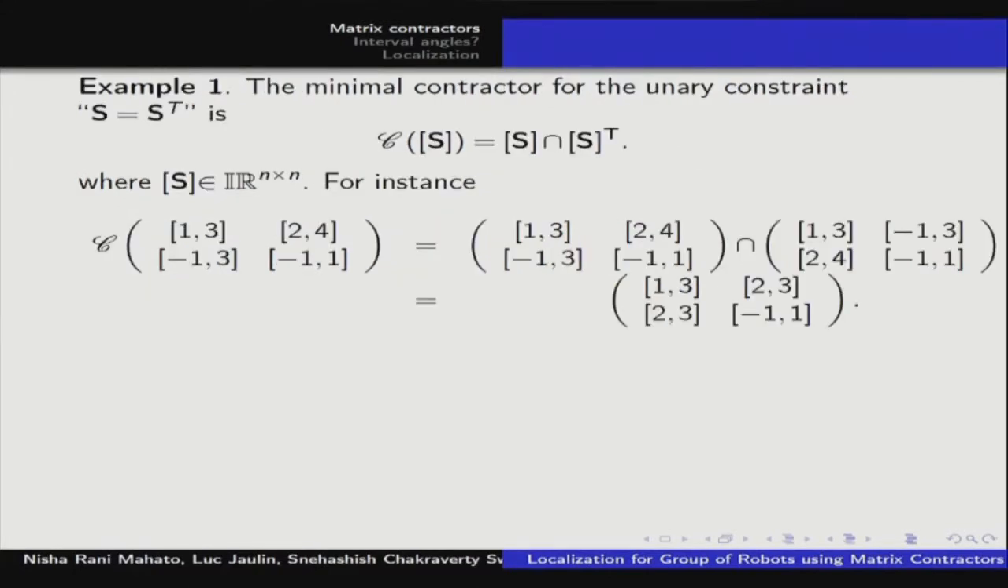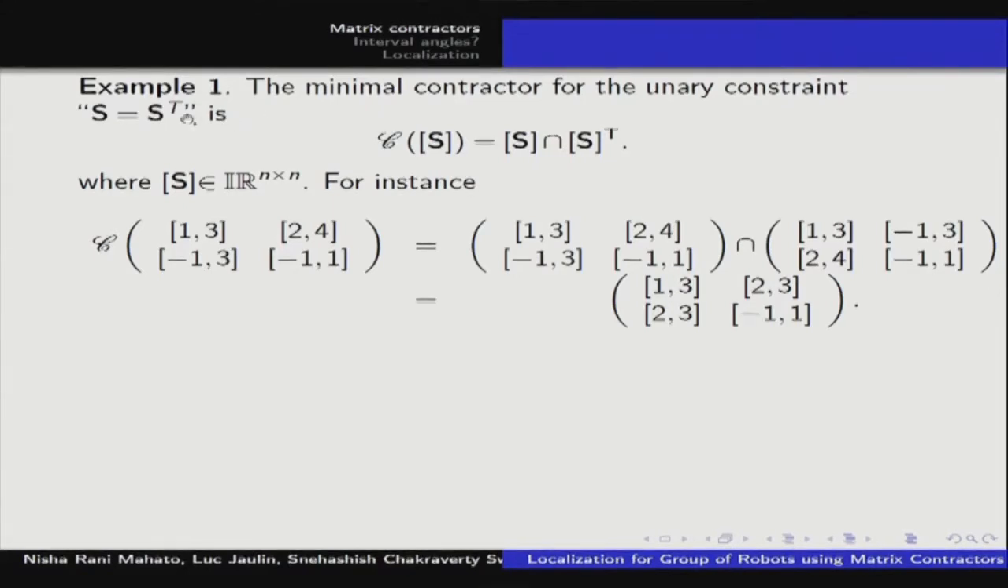So why is it important? It is important because when we work with a robotics application, we have matrices naturally, and we have also constraints on matrices. A typical one is a unary constraint. I call it a unary constraint here because you only have S1 involved in the constraint.